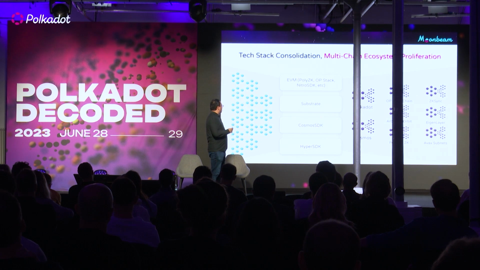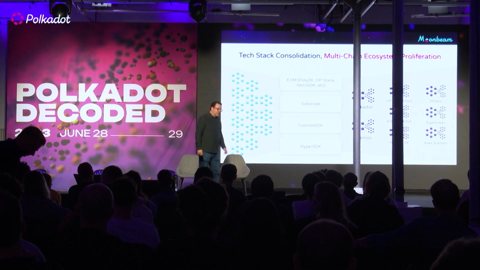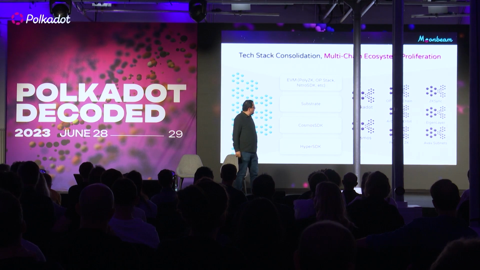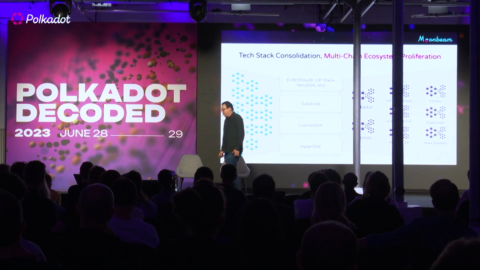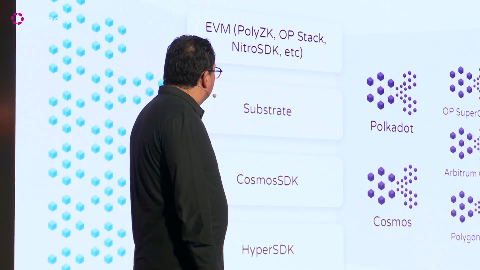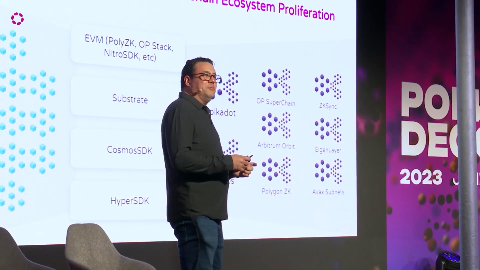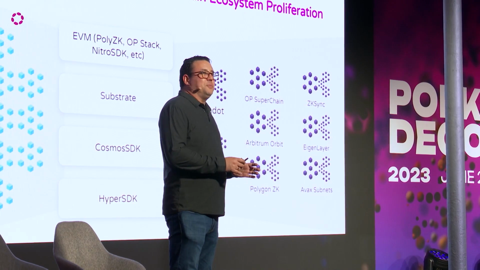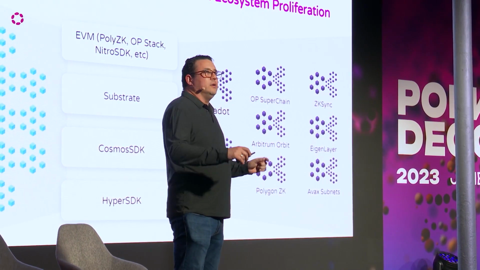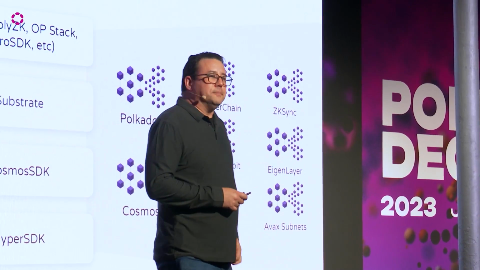And so other than Polkadot and Cosmos, the Optimism folks have a concept of their superchain. Arbitrum has their Orbit and Nitro SDK. Polygon ZK. ZK Sync has a similar thing. Eigenlayer is a new project on Ethereum mainnet that seeks to take Ethereum security and apply it to what they call AVSs. Avalanche has its subnets. So basically, this idea of application-specific chains, running in parallel, being able to talk to each other, that's basically taken hold in the market.